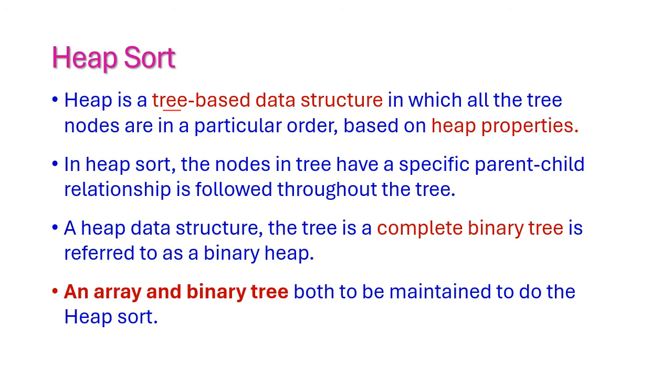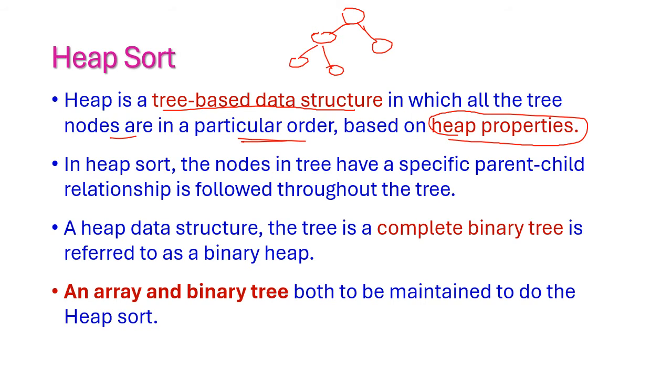The heap sort is a tree-based data structure in which all tree nodes are in particular order based on heap properties. So the heap sort uses a tree structure, and here all the nodes should maintain some relationship throughout the tree. And this parent-child relationship should be maintained based on the heap property.